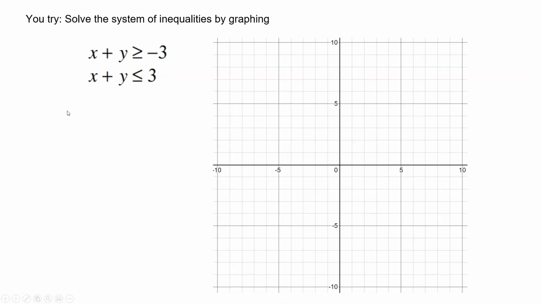So you go ahead and try this next one. Pause the video, and I'm going to do it as well. And then when you are finished, you can unpause the video, and you can check to see if yours matches what I have. So go ahead and pause the video now.